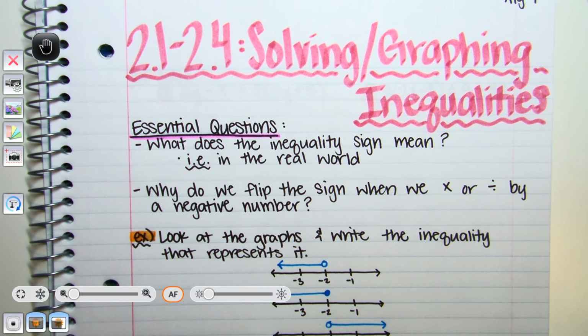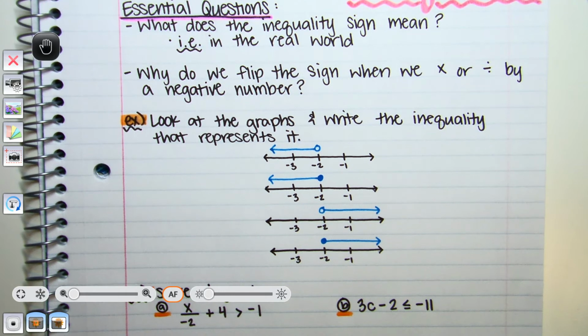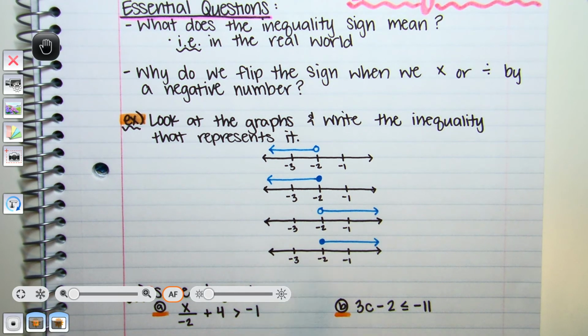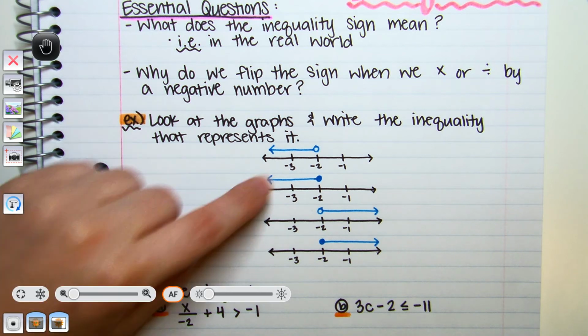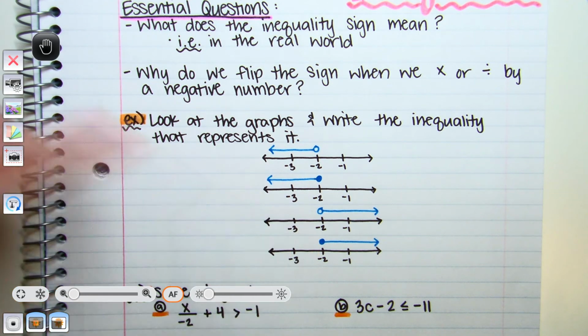All right, let's go ahead and look at the first example. So go ahead and take a second, pause this video, write down this example. All right, let's look at the graphs and write the inequality that represents it. Now, I want to point out that there's a difference here. There are open circles and closed circles. I want to remind you what the difference is.